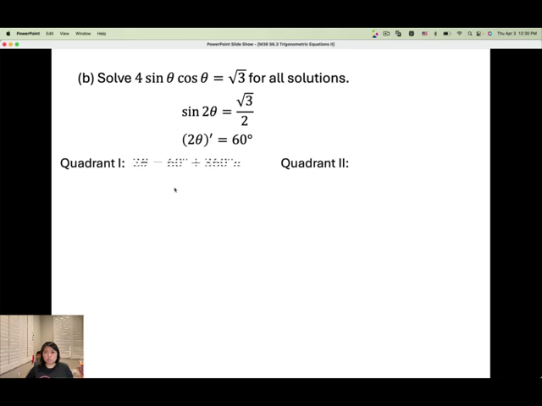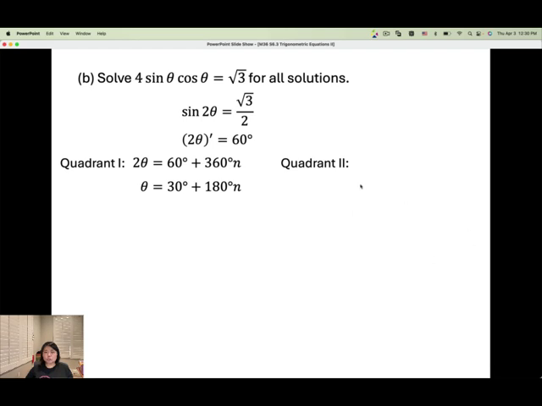So for quadrant 1, I will have 2 theta equal to 60 degrees plus 360 degrees times n, and n is an integer. When n equals 0, we only have 60 degrees. When n equals 1, we have 420 degrees, just like in question A. And then when n equals 2, you're going to add it up. Now we're going to divide the whole equation by 2.